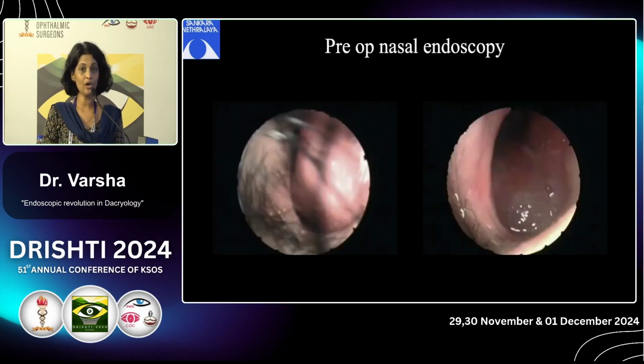So the pre-op nasal endoscopy is very crucial for all NLD obstructions in adults. Conditions such as deviated nasal septum and polyps can be seen, and as rightly discussed by my other colleagues, we need to address that, otherwise the DCR might fail.